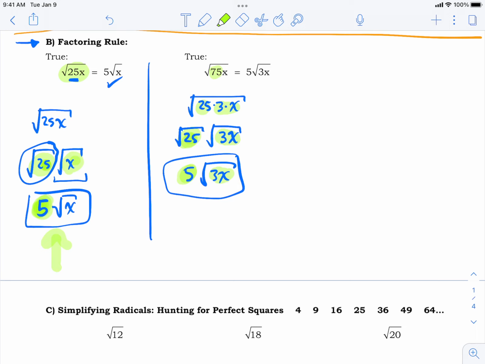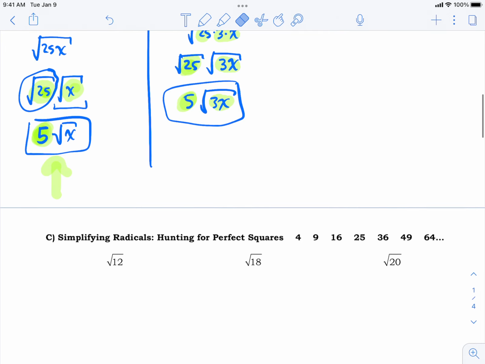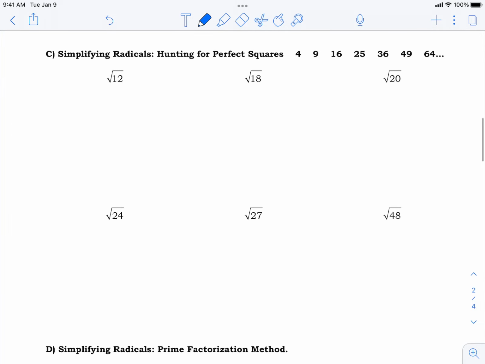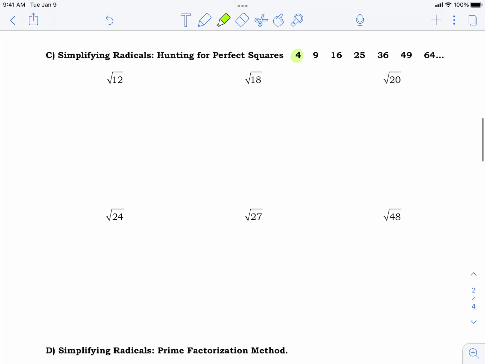Okay, that is what I mean by the factoring rule. Break apart rule is something I've used to call it too. But this is the basic idea. When you've got a big old radical, something like a 25x, something like a 75x, you want to try to find something square rootable that you can pull out. And so part C here, what you're hunting for is perfect squares.